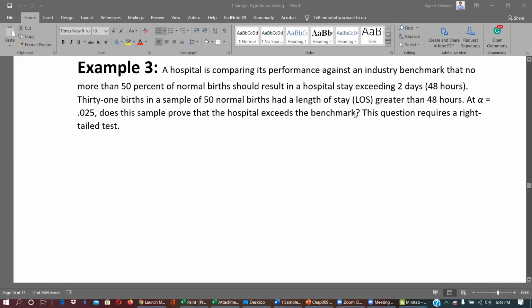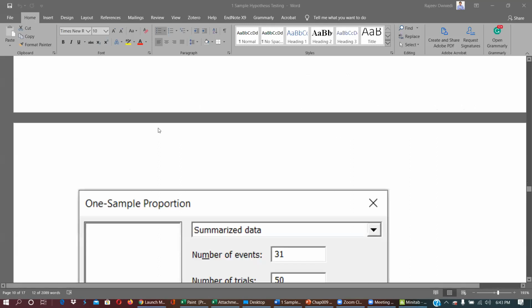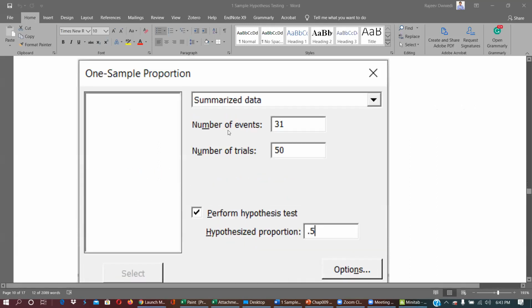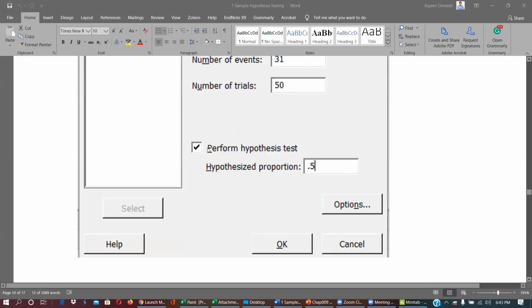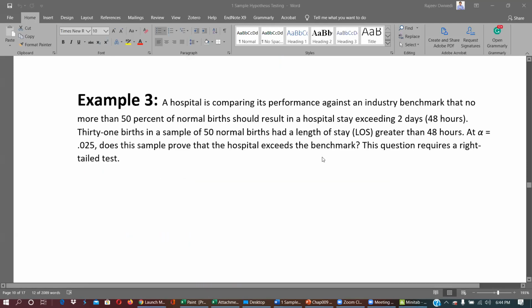So this is basically a right tail test. Look into that. What we did, number of events. I use one sample proportion because this is based on binomial or proportion. Number of events, 31. Number of trials, 50. The hypothesized proportion is 50%. Here you can see 50% of normal birth. Okay.